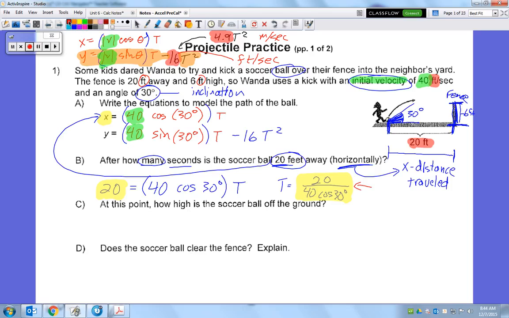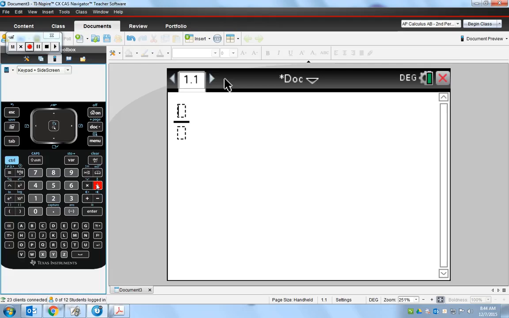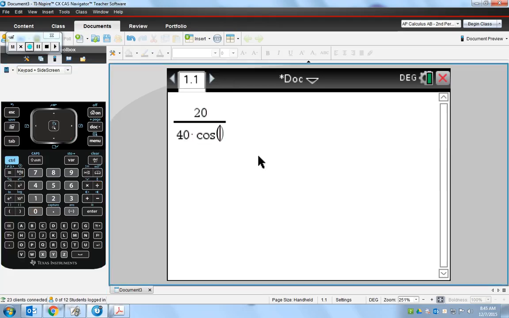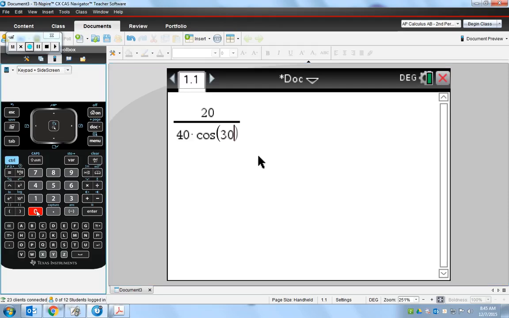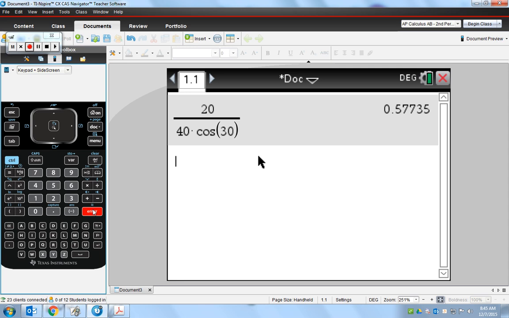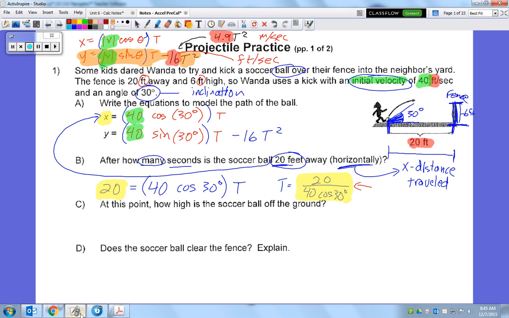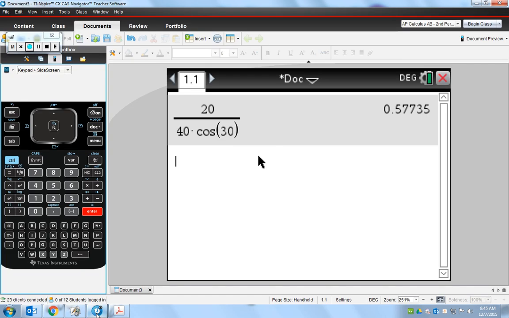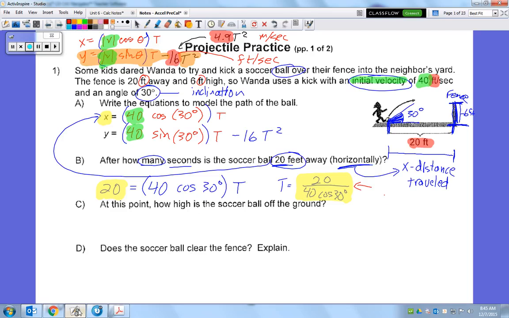So let's go ahead and put this in the calculator. We'll put 20 over 40, so control divide, 20 over 40 times the cosine of 30 degrees. Okay, and I'm going to press control enter so that I get the decimal equivalent. So after how many seconds is the soccer ball 20 feet away? You're going to put 0.577. So t is about 0.577 seconds. So it's saying after that amount of time you'll be 20 feet away from the initial point of contact.